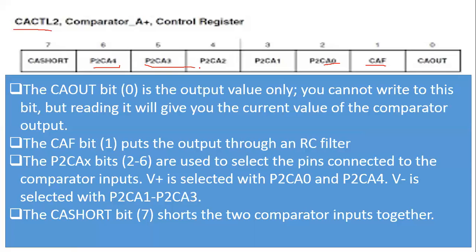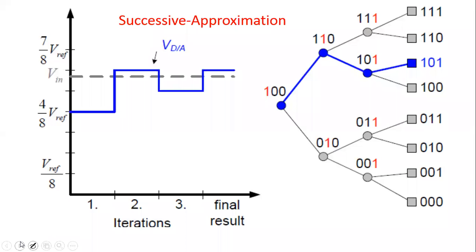And these 3 bits are used for the analog signals at the inverting terminal selection. And CASHORT means both inputs are connected in a short circuit. At that time you will get the output as 0. Both are compared, and both being equal means the output is 0. That is a short circuit. This is the second register, the same thing I have explained here. Then we'll go to the next one.